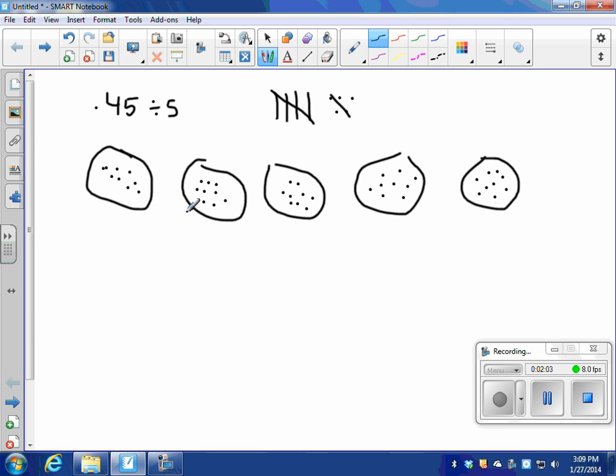And now my answer is going to be the number of hundredths I have in each of my groups. So 1, 2, 3, 4, 5, 6, 7, 8, 9. My answer is going to be 9 hundredths, because I have dots in my groups, not lines. So each little dot represents 1 hundredth.